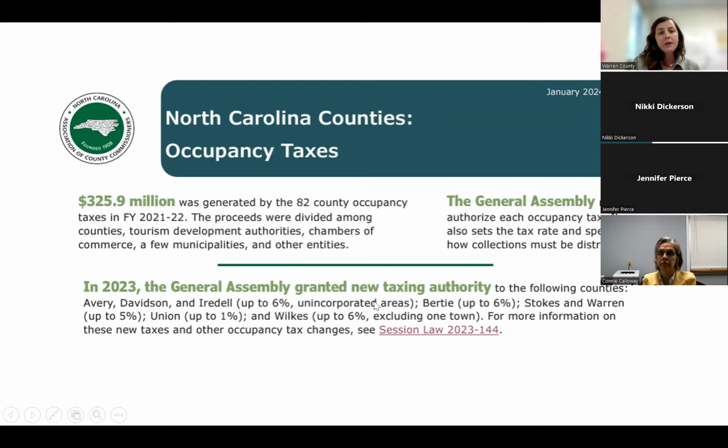You can see here at the bottom, the other counties that asked to be legislatively enabled and were given that authority at the same time as we were: Avery, Davidson, and Iredell counties are going to do up to 6%. Bertie is going to go up to 6%. Stokes up to 5%, Union 1, and Wilkes up to 6%.